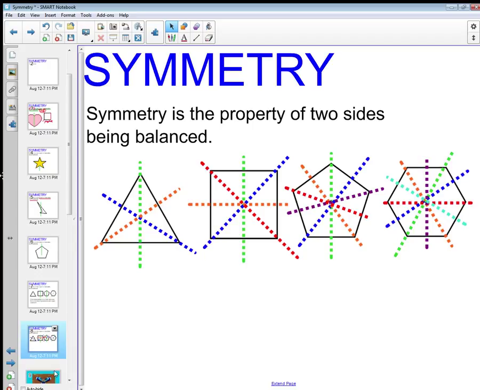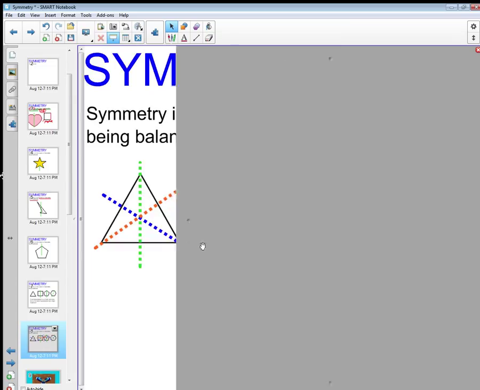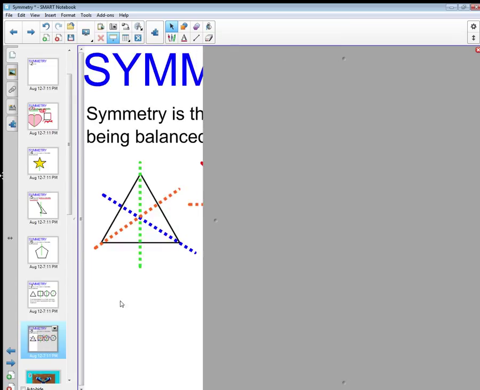Whoa, look at that. What's going on here? Okay, well, what's happening is I have color-coded each new line of symmetry for each shape. So we can clearly see how many lines of symmetry are on each shape. Let's just look at the triangle. I'm going to put this over here so we don't get confused. Let's look at the triangle.